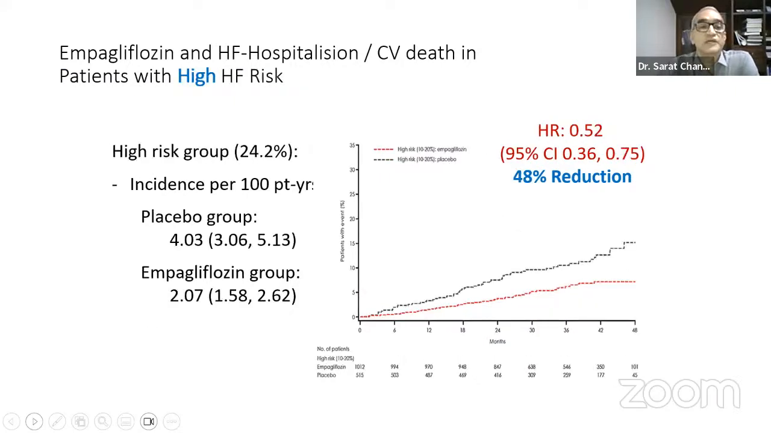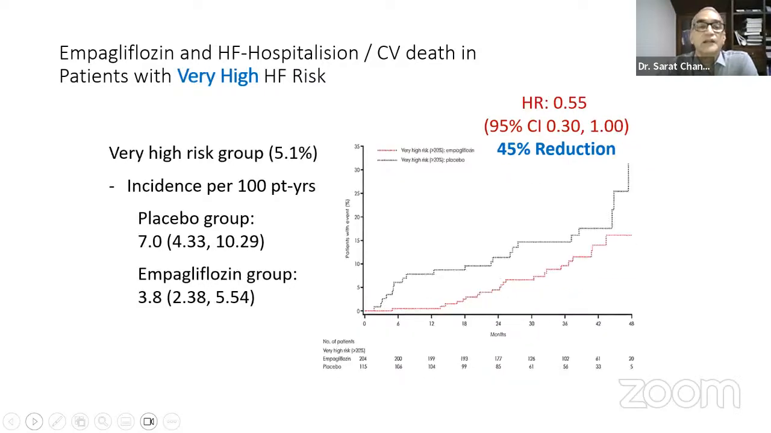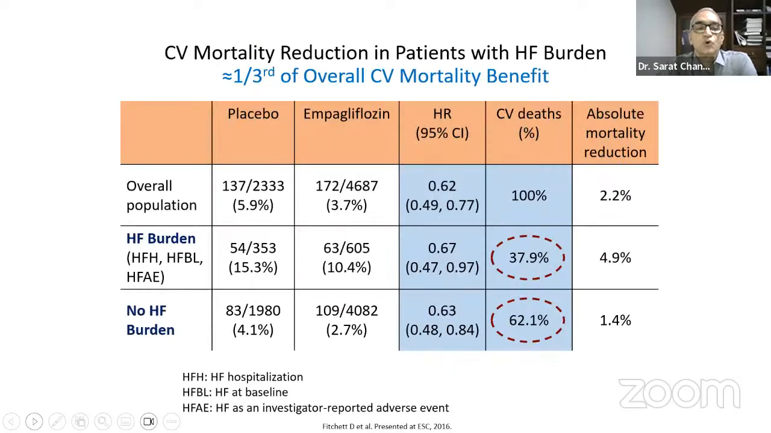And when they take the high risk group, there is a 48% reduction. And the very high risk group also, there is a 45% reduction. Clubbed together, all of them, there is a 35% reduction in the need for hospitalization for heart failure. That's a great benefit.